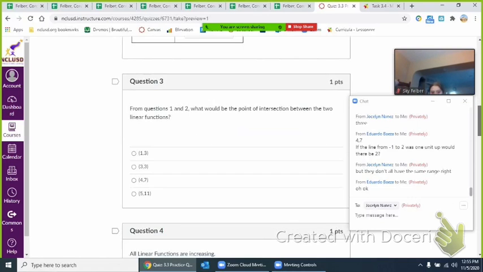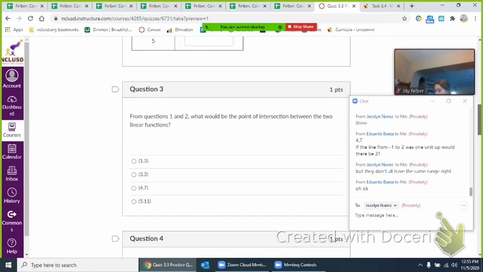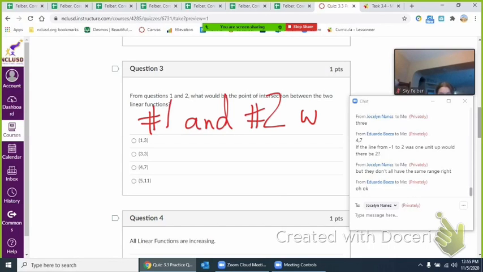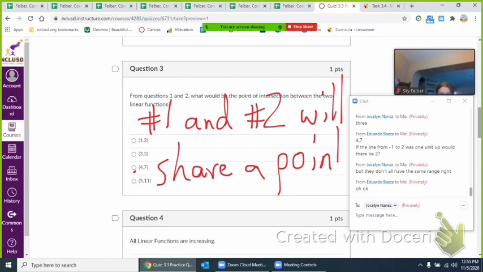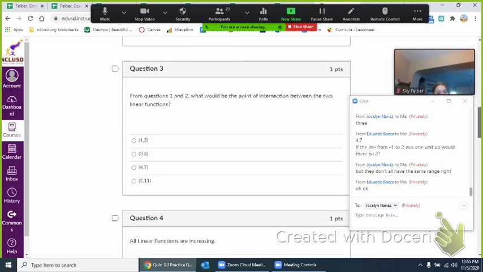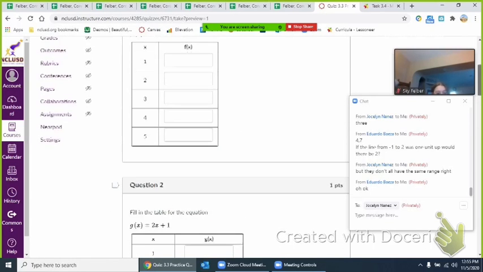Number 3 is going to ask you, from questions 1 and 2, what would the point of intersection be? When you fill in the tables for 1 and 2, they're going to share a point. You should realize at the end that one point is going to be the same.